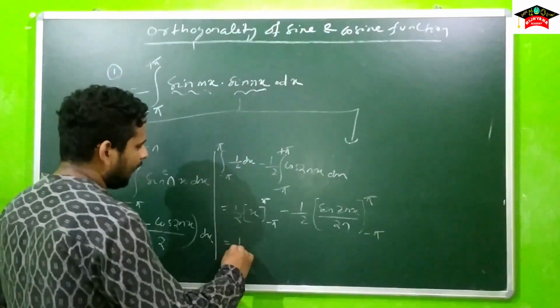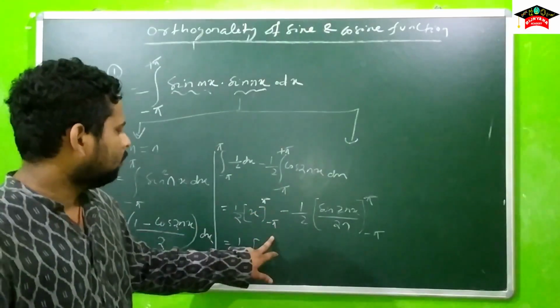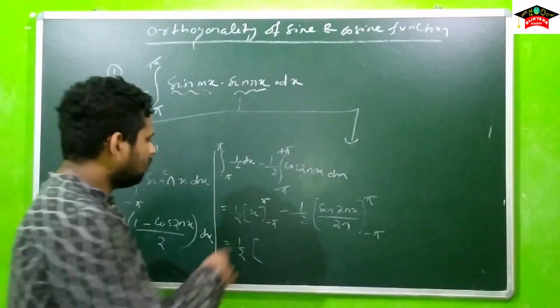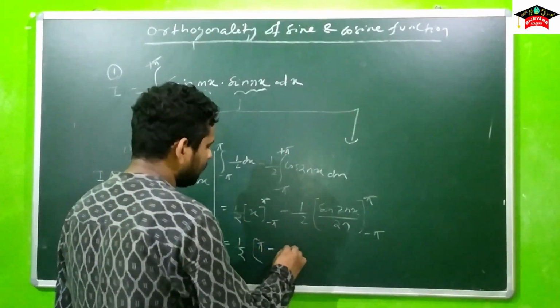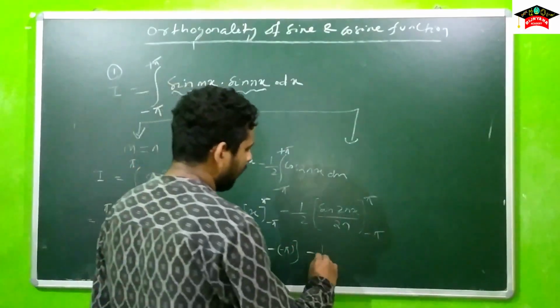So we have seen half. This x can take pi value or minus pi value. So the integration will be upper limit minus lower limit. So upper limit is how much? Pi. Minus lower limit, which is minus pi.